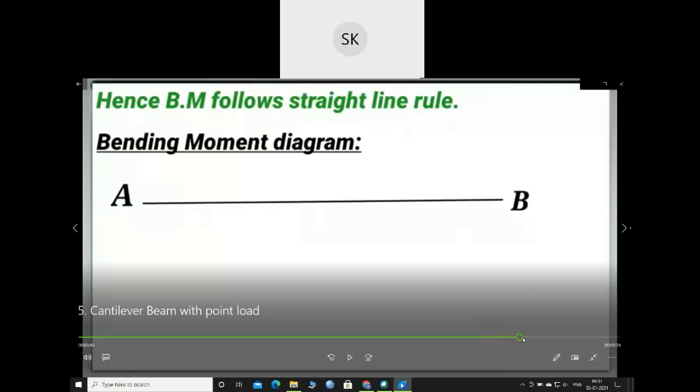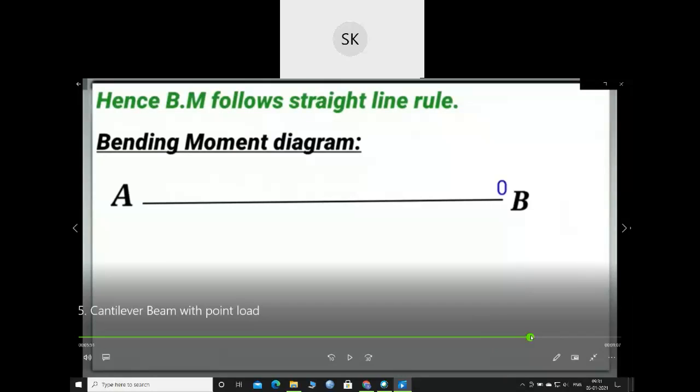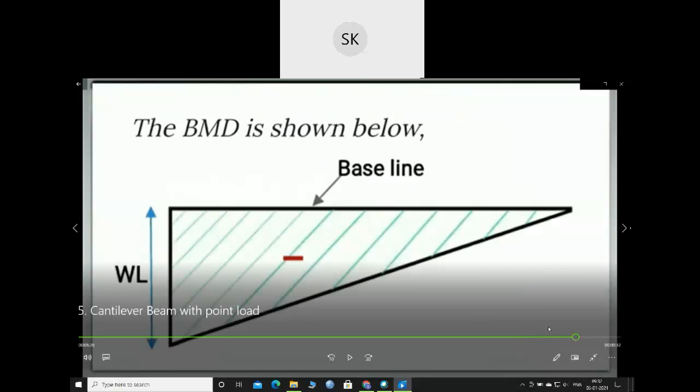Any doubt from the bending moment? As you have got negative bending moment, that's why the bending moment was downward. Here bending moment is 0. Here you have got negative bending moment. That's why it is minus W into L.